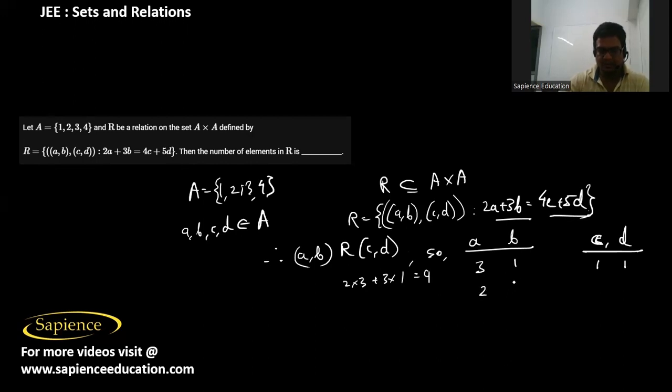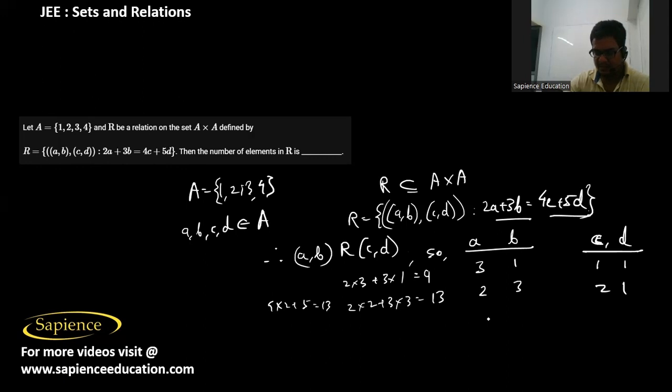Similarly, we can take a as 2 and b as 3. Then we will get 2 into 2 plus 3 into 3. That is 4 plus 9, that is 13. And then here also we can take 4 into 2 is 8 plus 5 is also 13, so (c, d) is (2, 1).